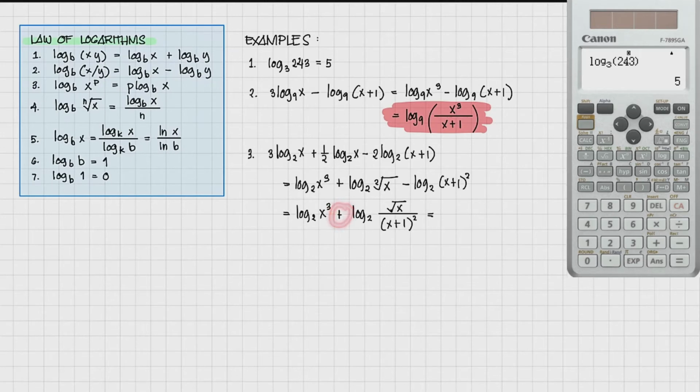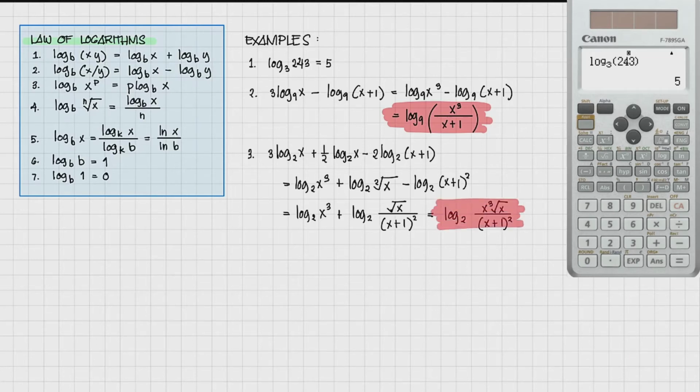Since this is an addition like this one, let's rewrite this as log base 2 of, and then we're just going to multiply these two terms, just like here, x times y. So we'd have x cubed times square root of x, all over x plus 1 squared. And that's the final answer for example number 3.